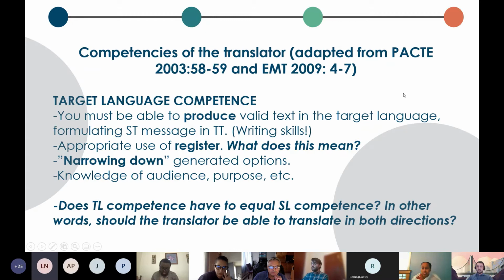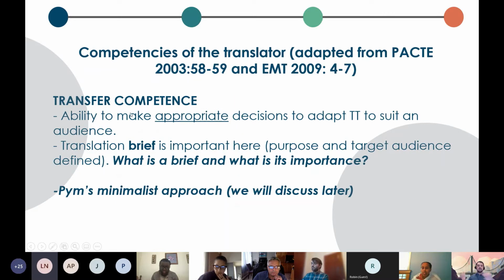Let's go on. Transfer competence. So this is your ability to make appropriate decisions to adapt the target text to suit an audience. Right here, something called the translation brief is very important. A translation brief is basically a message that includes what you're doing the translation for, who your target audience is, and what the purpose is. Everything is defined.